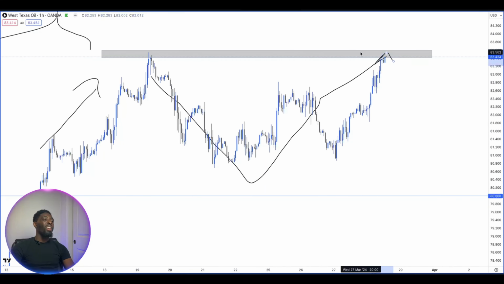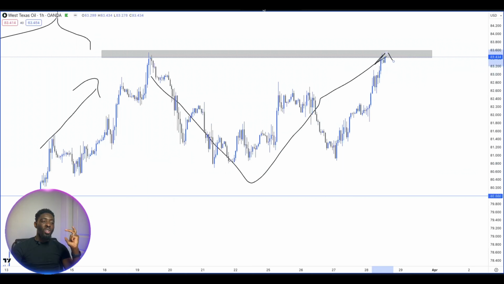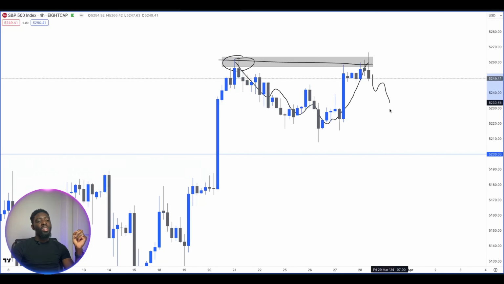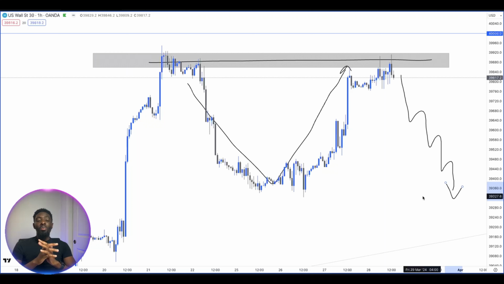difficulty right here. So when you combine what is happening on the DXY, if the DXY has to continue moving to the upside, watch out. You will see a drop on US oil, you will see a drop on the S&P 500, and you'll see a drop on US30.